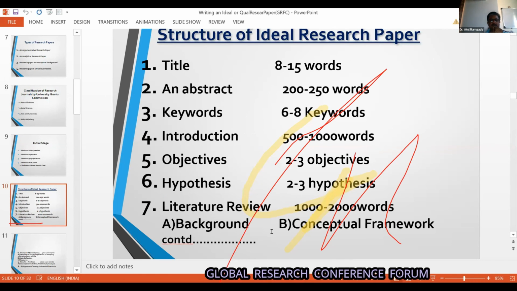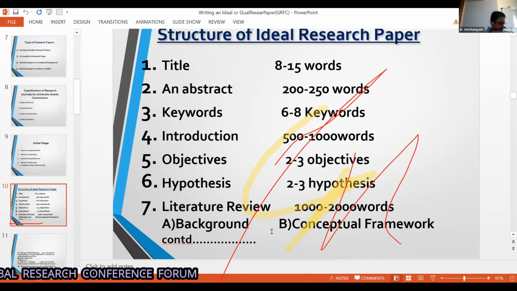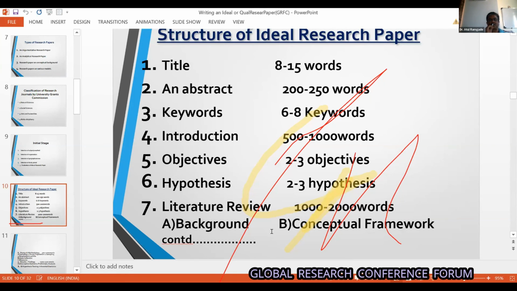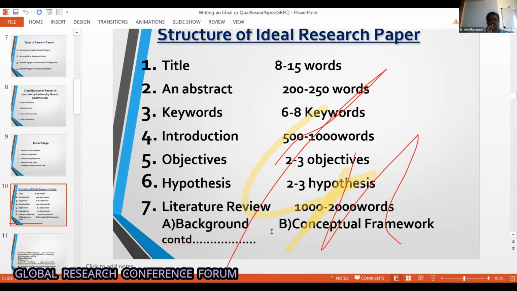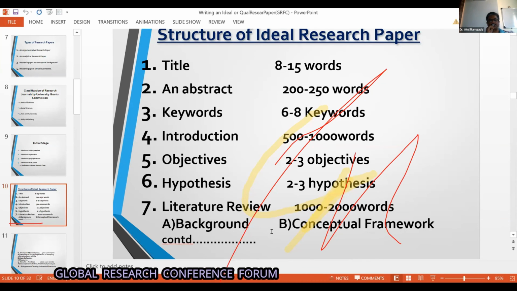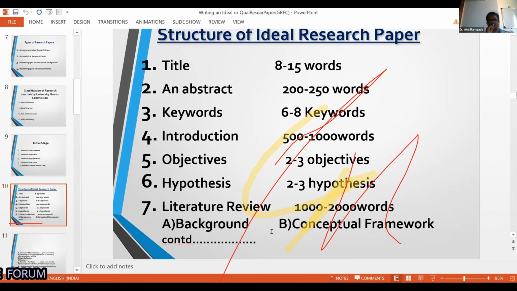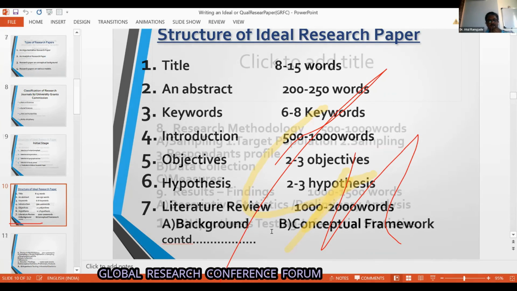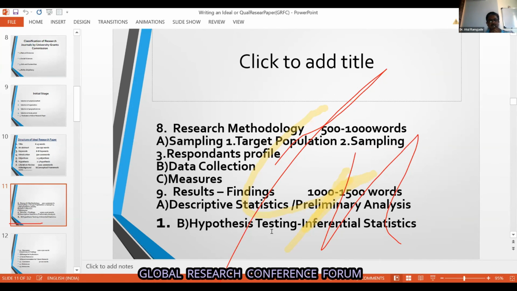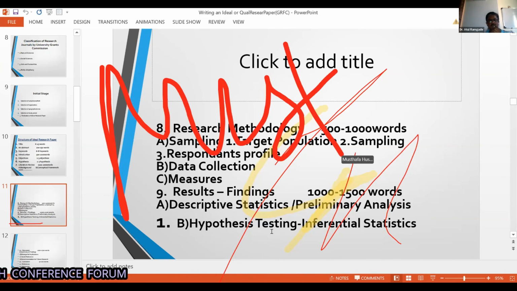The structure of an ideal research paper begins with the title, which is very important and could be 8 to 15 words. Then an abstract of 200 to 250 words. Keywords should be 6 to 8. The introduction should be around 500 to 1000 words. Objectives should be there, and hypotheses, 2 or 3. Then the literature review, which could be 1000 to 2000 words. Then research methodology, around 1000 words. Sampling is very important: who is your target sample? Respondents are very important.